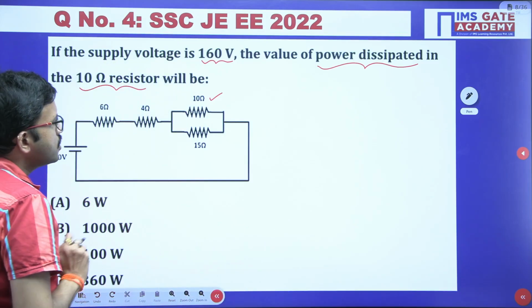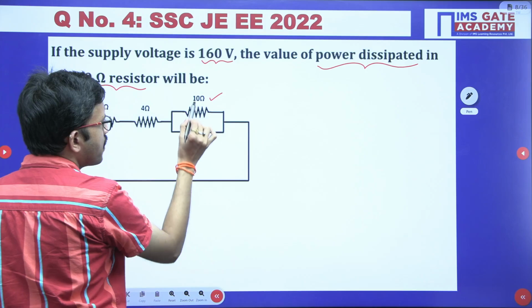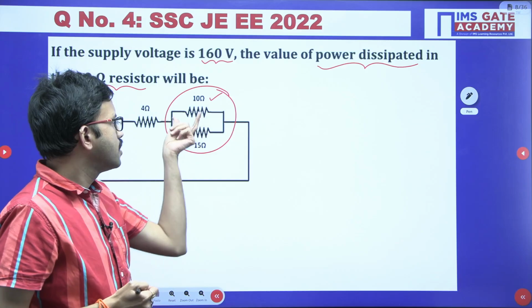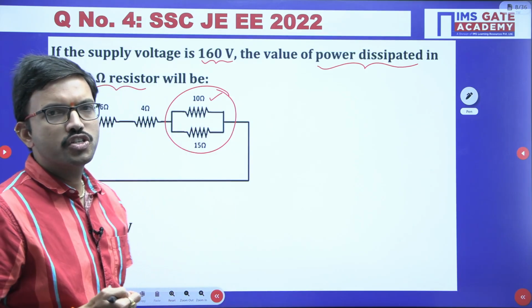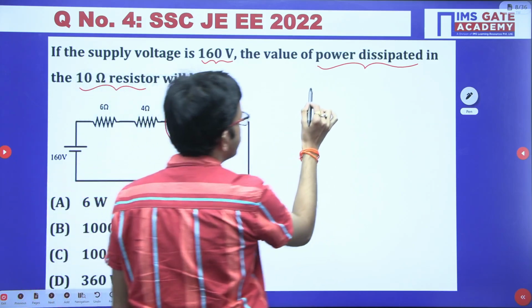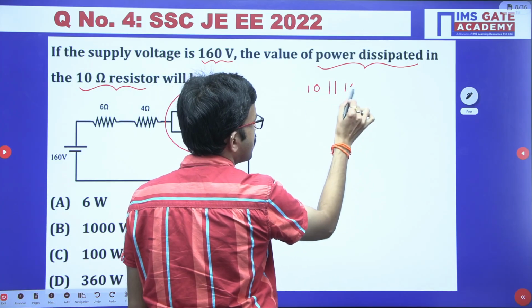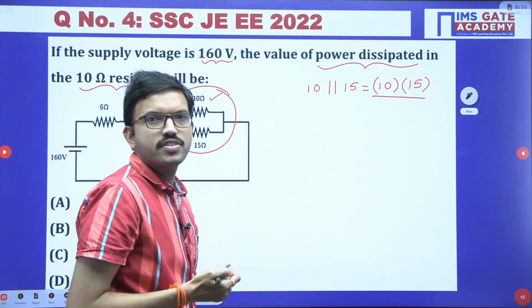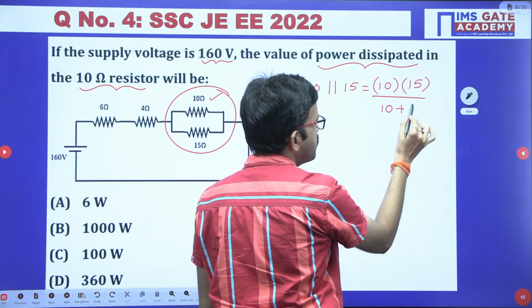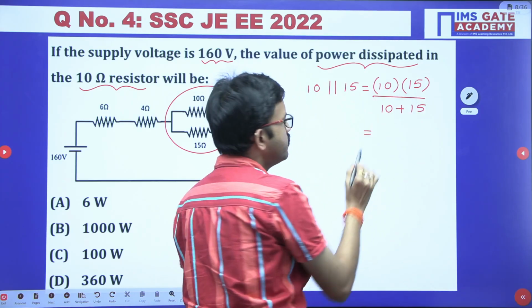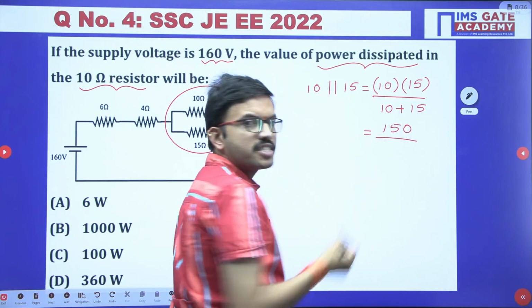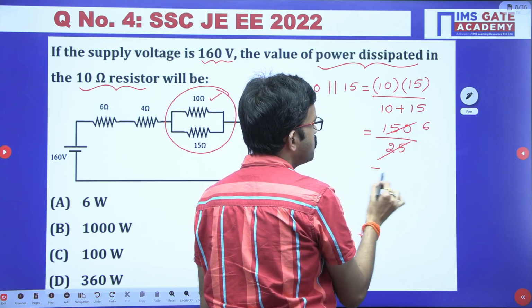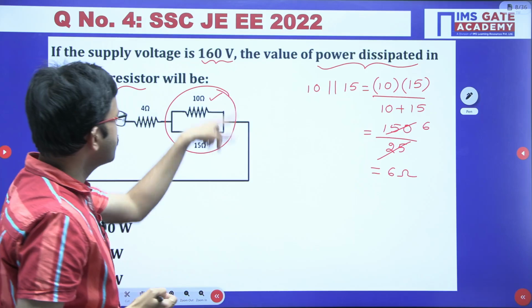First let us calculate the equivalent resistance of these two. I hope all of you can calculate 10 ohm in parallel with 15 ohm. How much are you going to get? That is nothing but 10 into 15 divided by 10 plus 15. So 15 tens are 150, divided by 10 plus 15, which is 25. So 25 sixes are 150, which means you are getting 6 ohm. This entire equivalent resistance is 6 ohm.